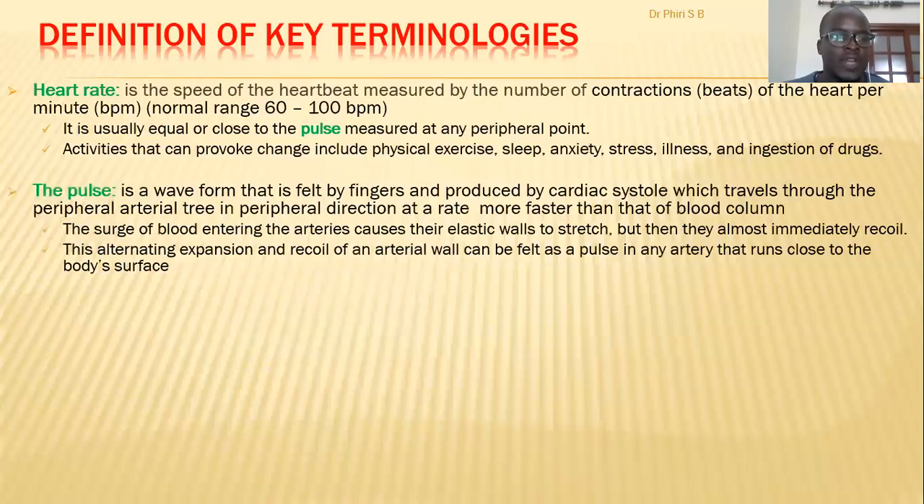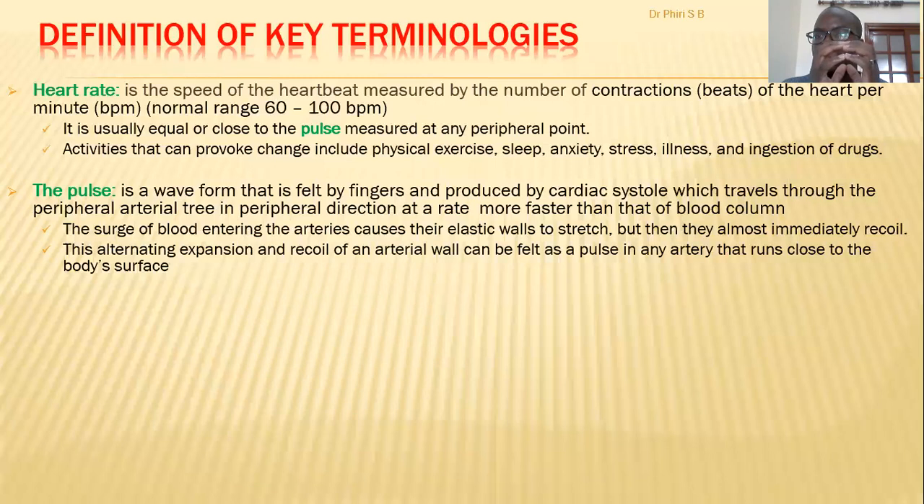Then the other thing that you need to define is the pulse itself. The pulse is a waveform that is felt by fingers and produced by cardiac systole, which travels through the peripheral arterial tree in a peripheral direction at a rate faster than the blood column. So once blood is ejected into the aorta, there is expansion of the aorta because it is now getting inflated because of the blood that is injected into it. So there is expansion of the aorta, and then after that, the aorta will recoil.